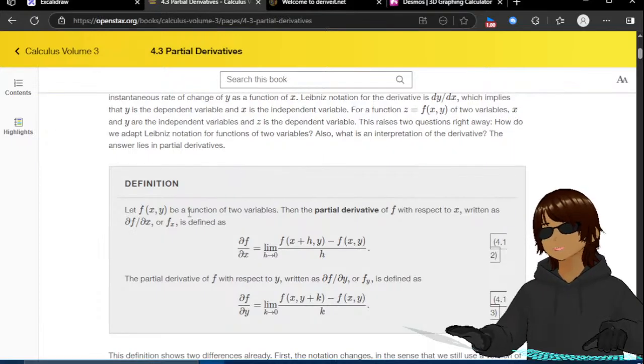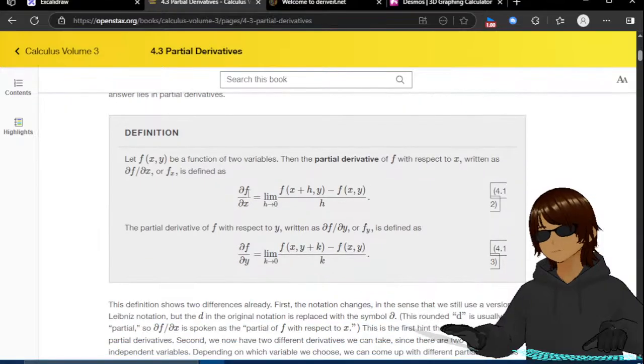Let f(x, y) be a function of 2 variables. Then the partial derivative of f with respect to x, written as partial f over partial x or f sub x, is defined like this. So we're finding the derivative for a fixed y. The partial derivative of f with respect to y is defined like this.